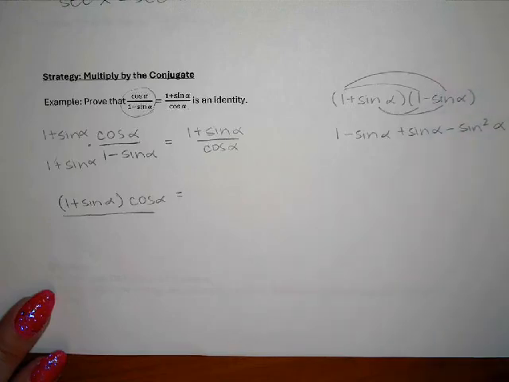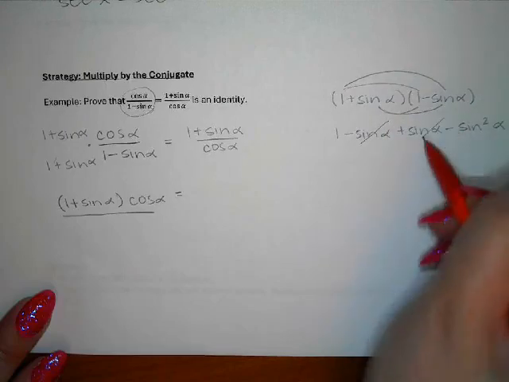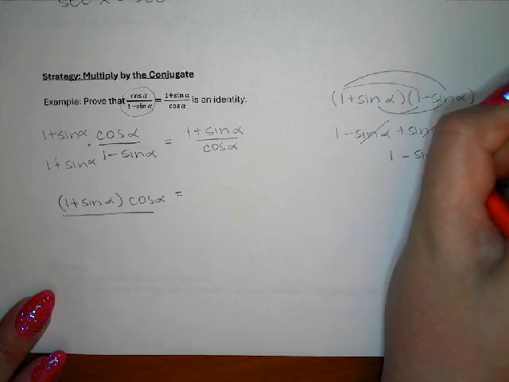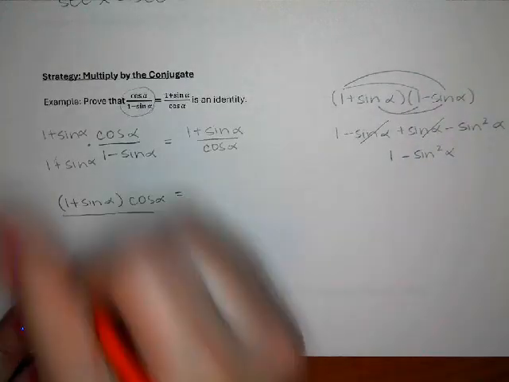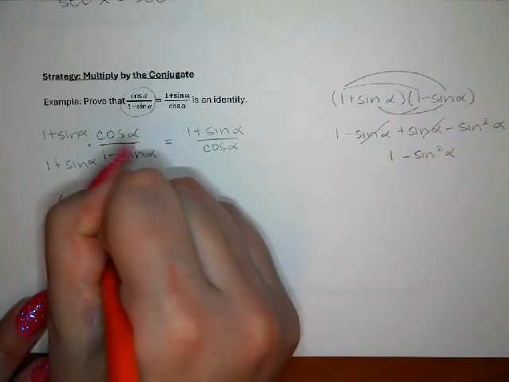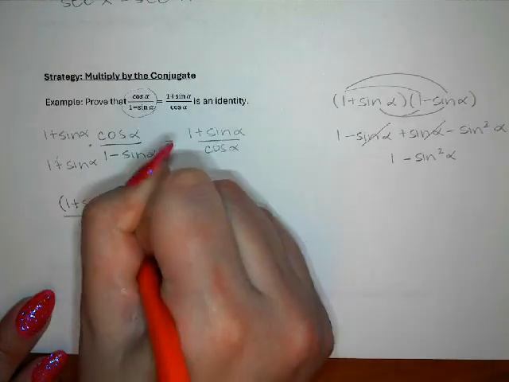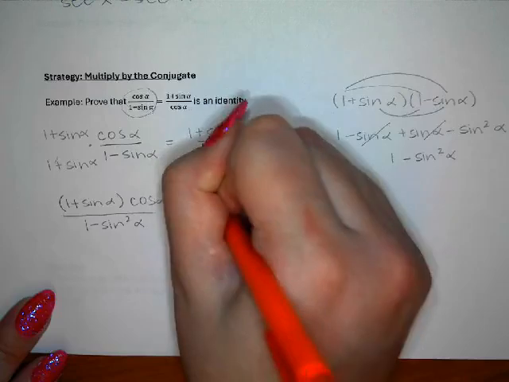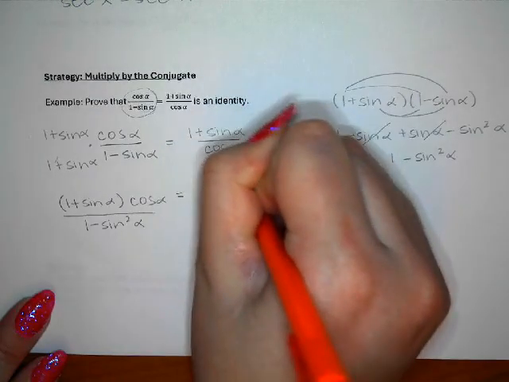So these cancel, and I'm left with 1 minus sine squared. Okay, so that's the bottom: 1 minus sine squared alpha. And then the right side is still the same thing: 1 plus sine alpha over cos alpha.